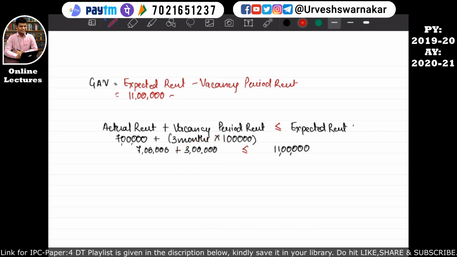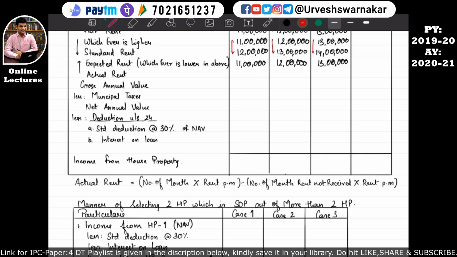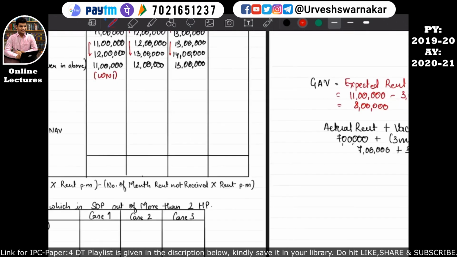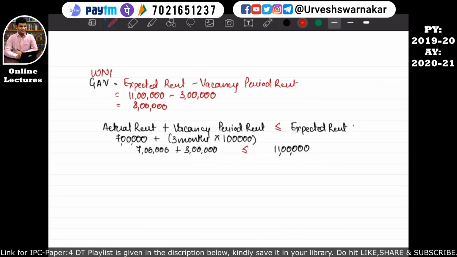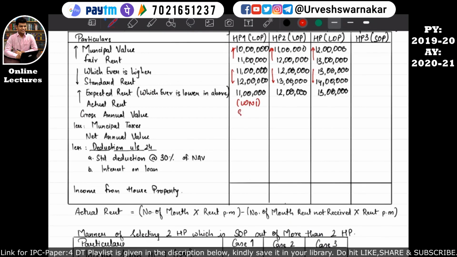So we will write that detail over here, 3 lakhs, and the GAV will be equal to 8 lakhs. I hope this is quite clear to you all. So finally our actual rent, we will not write anything over here, we'll put a dash, or we will write working note number 1, and we will mark it over here as working note number 1. Okay, and the gross annual value we will write over here 8 lakhs.